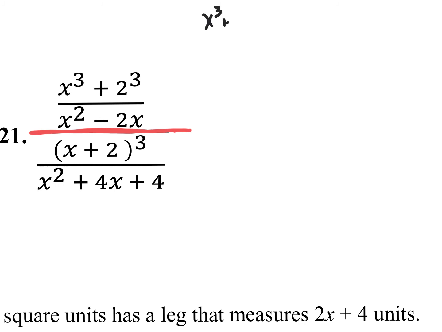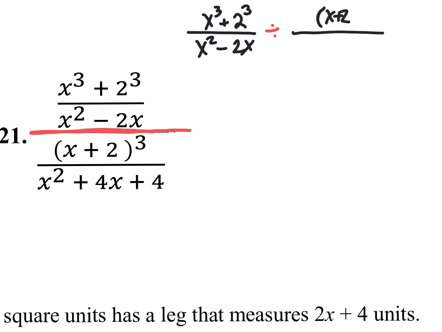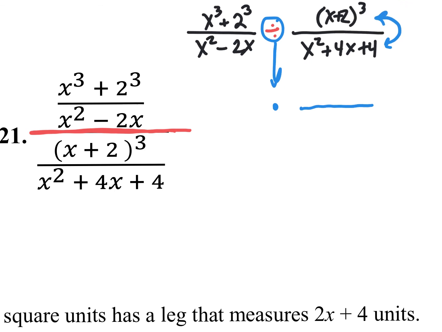So I have x to the third plus 2 to the third over x squared minus 2x. And it will be divided by the fraction x plus 2 to the third power over x squared plus 4x plus 4. So of course we're going to change the division to multiplication, rewrite that second fraction, but it being flipped.